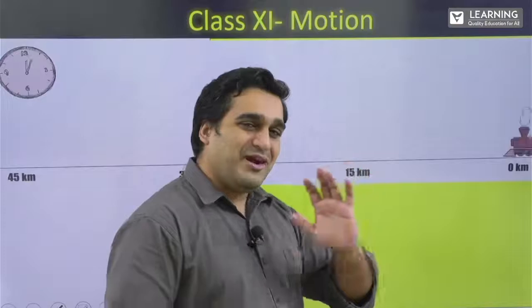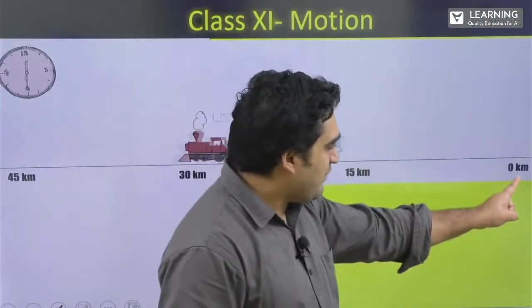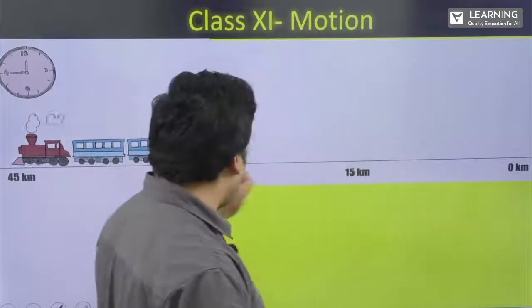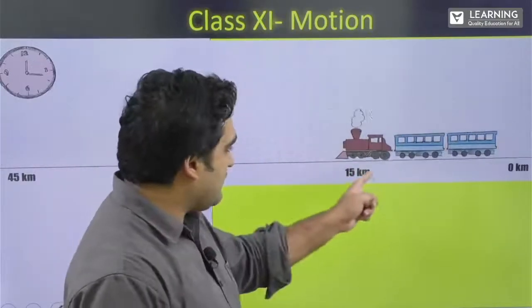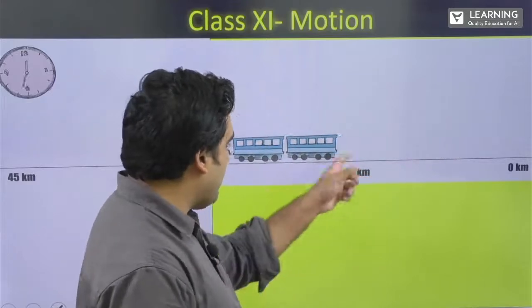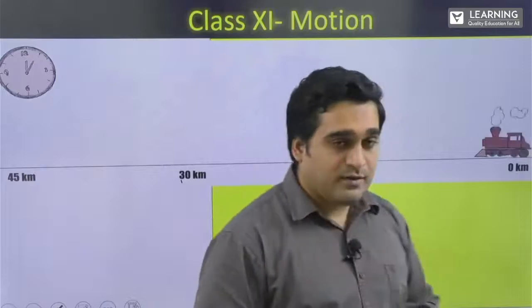What I want you to observe in this choo-choo train is that when it's moving from one destination to the other, there are breaks in between, with the distances between them being 15 kilometers, 30 kilometers, and 45 kilometers.